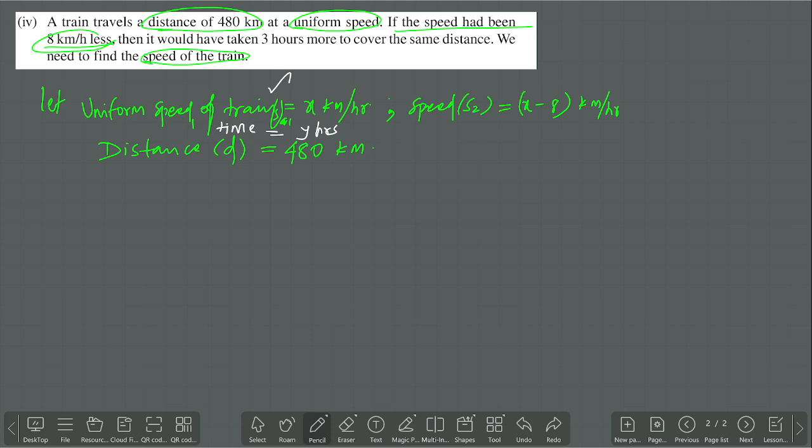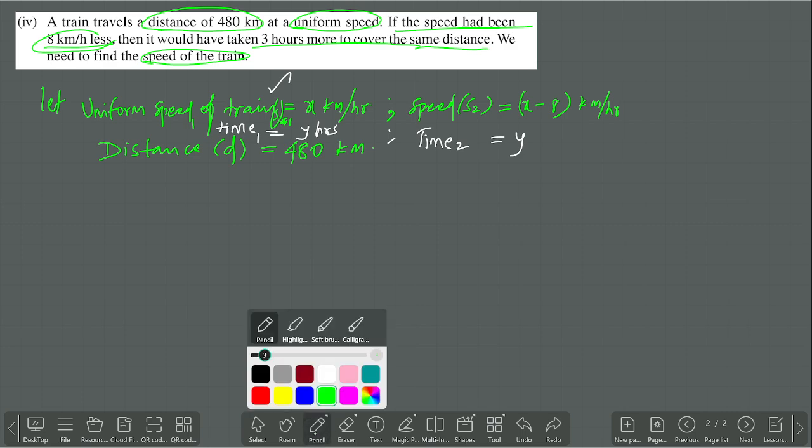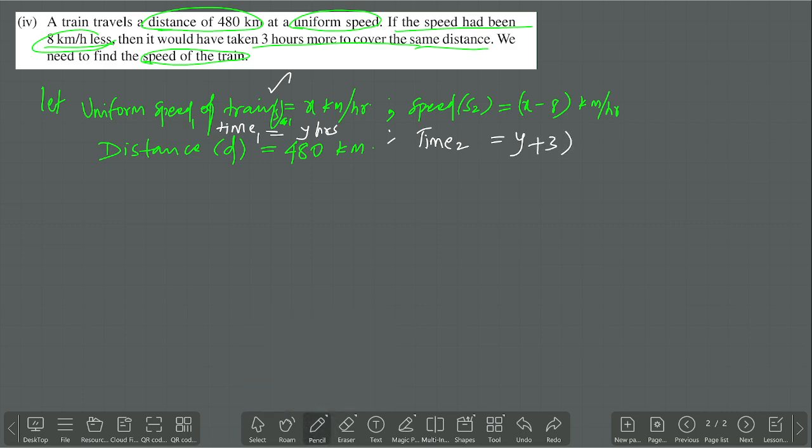If I am going at 8 x minus 8 kilometers per hour, then I will reach in time 2. This is time 1. Then what are they telling here? They said very clearly that it takes 3 hours more to cover the same distance which we have taken earlier. So what will it be? Y plus 3. When I reduce speed by 8 kilometers, the time will be increased by 3 hours.